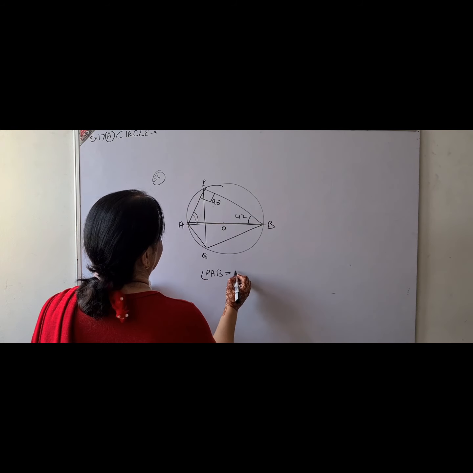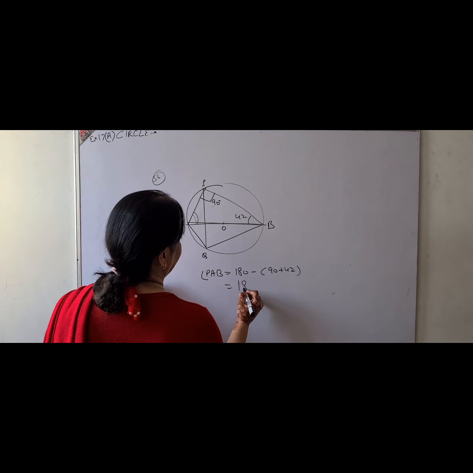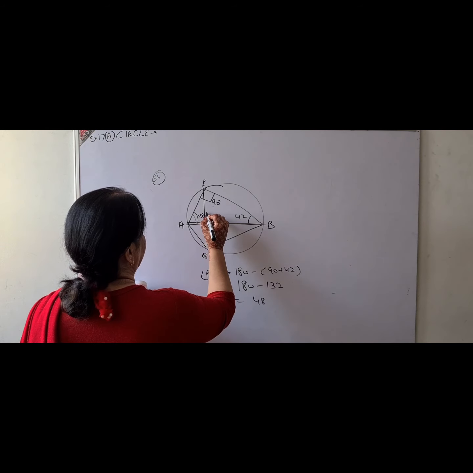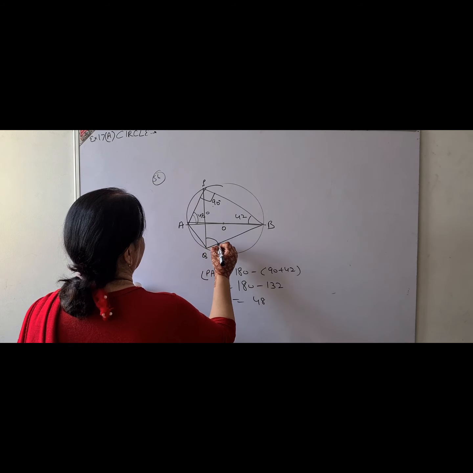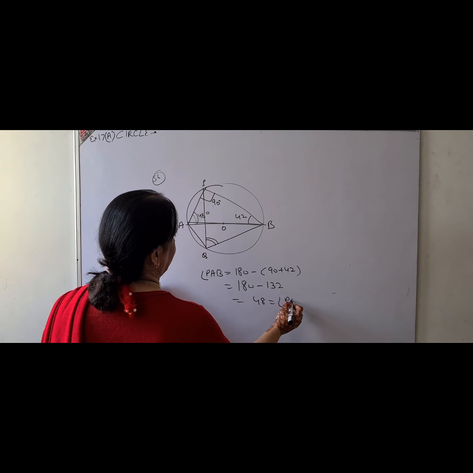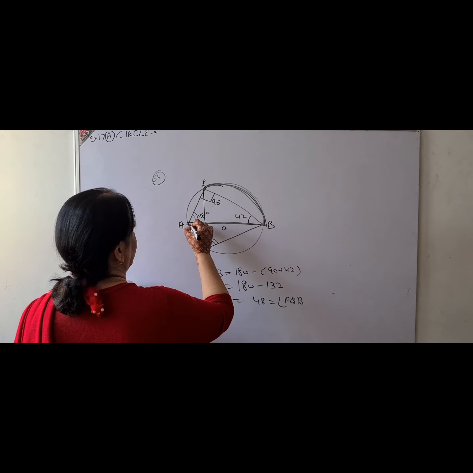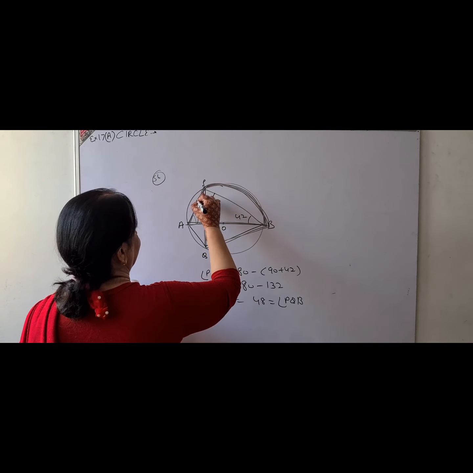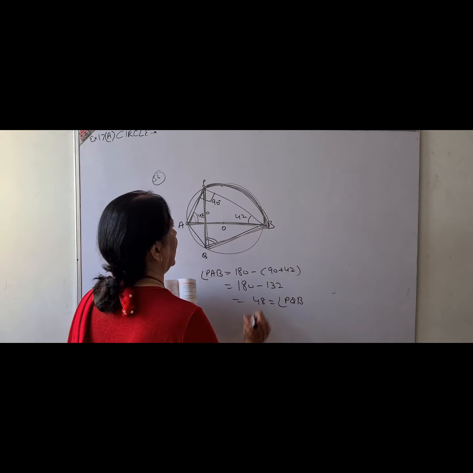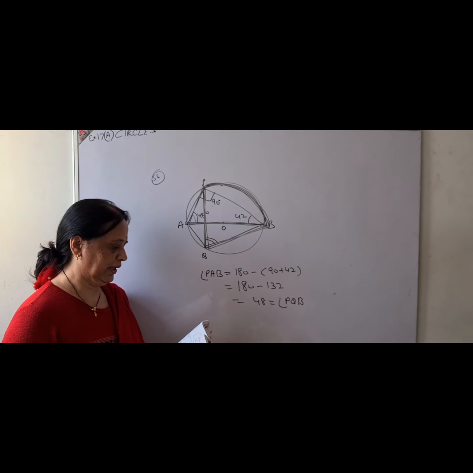PAB will be, because of the triangle property, 180 minus (90 plus 42), 48. Again, if I have to find PQB, PQB will be equal to PAB, angle made by the same arc PB. You can see I'm darkening it. PAB, PQB, angles made by the same arc on the circumference are equal to each other. This result I have used almost in every sum, so you must be well versed with it.